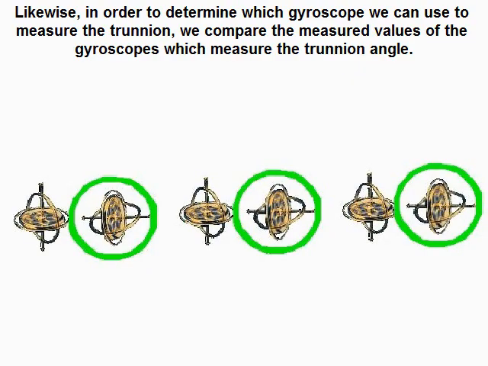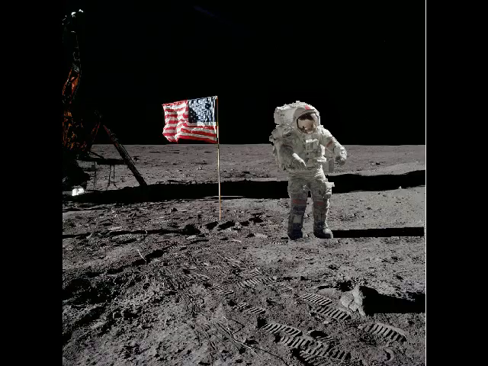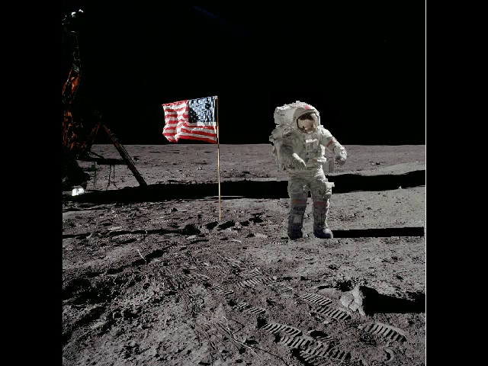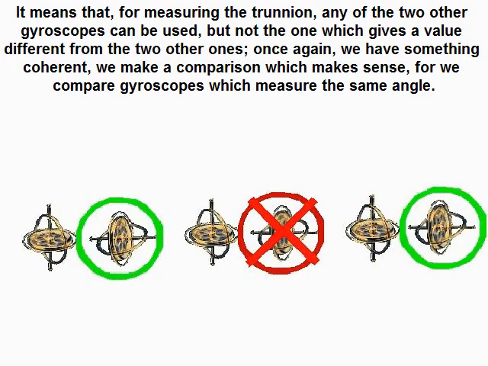Likewise, in order to determine which gyroscope we can use to measure the run, we compare the measured values of the gyroscopes which measure the run angle. As these gyroscopes all measure the same angle, the run, if a gyroscope gives a value different from the 2 other ones, it will really mean that it is deficient, for it measures the same angle as the 2 other ones. It means that for measuring the run, any of the 2 other gyroscopes can be used, but not the one which gives a value different from the 2 other ones. Once again, we have something coherent. We make a comparison which makes sense, for we compare gyroscopes which measure the same angle.